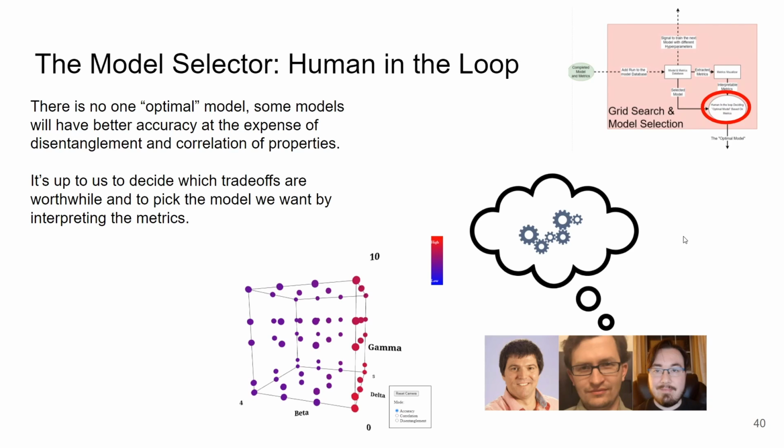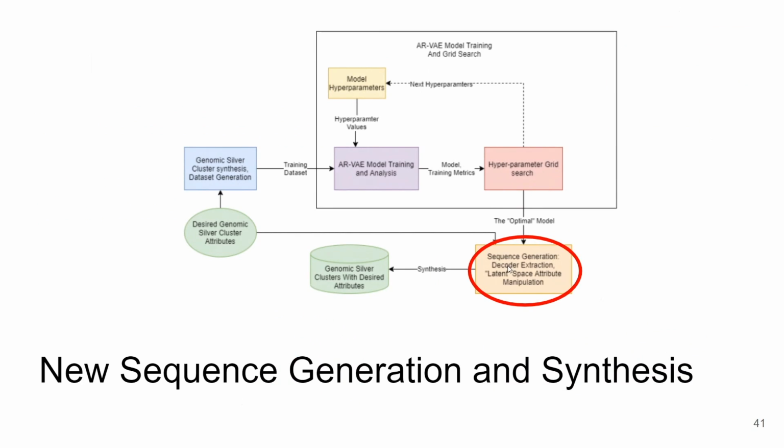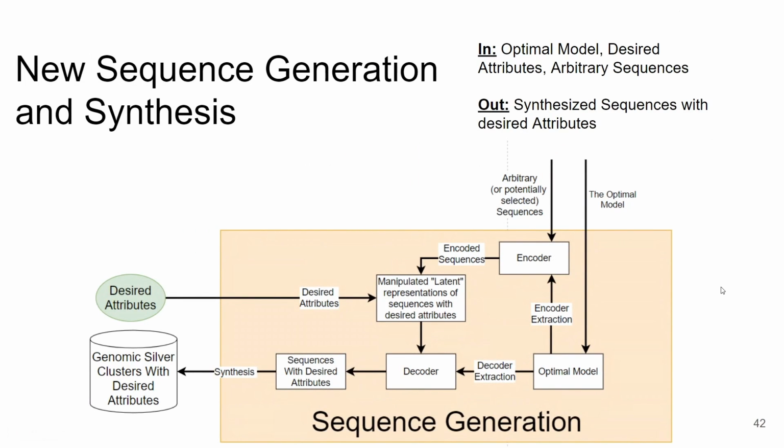And with that, we then take that model, and we are able to use it to synthesize and generate. So let's take a look at the actual process of synthesis and generation. We take that optimal model, and then we take our potentially arbitrarily selected sequences and our desired attributes, and we put all of that together. And in the end, we are able to actually generate sequences with those properties.